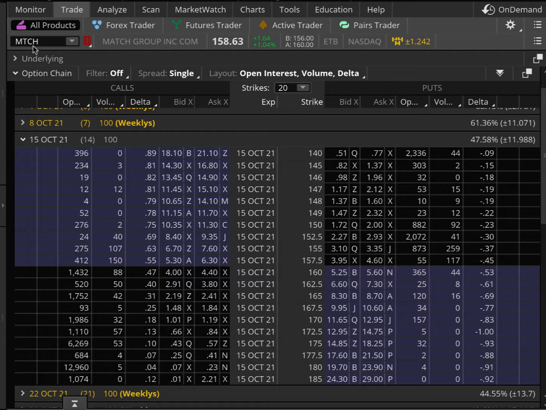So here we have the ticker, the description, the market price, the range of price movement today, up 1%, and went up $1.64. The bid ask. ETB stands for easy to borrow. That means it's going to be easy to borrow shares, to sell them or short them, and then buy to cover. Trading on the NASDAQ.